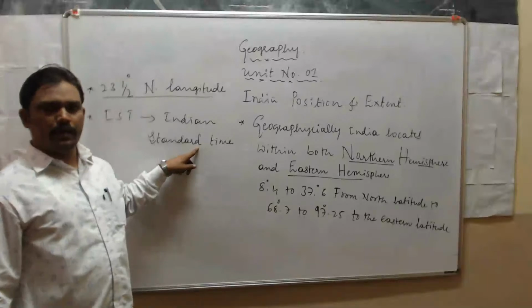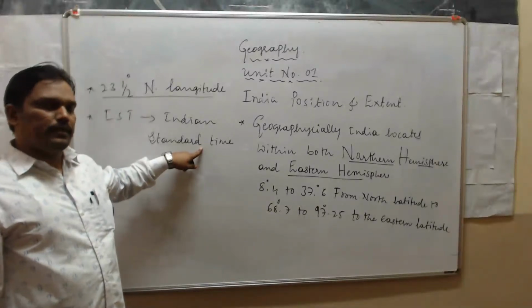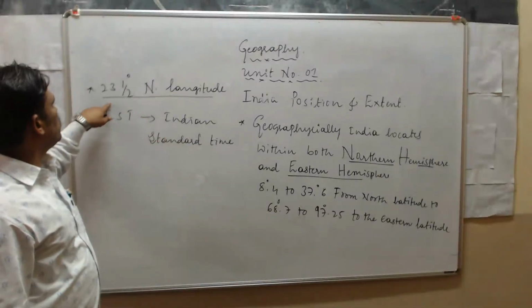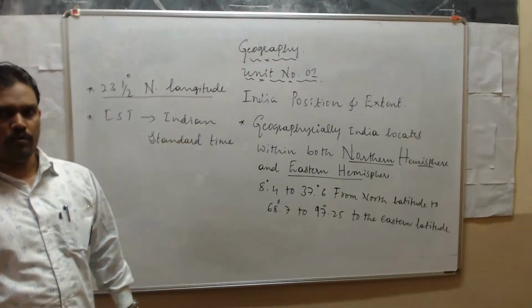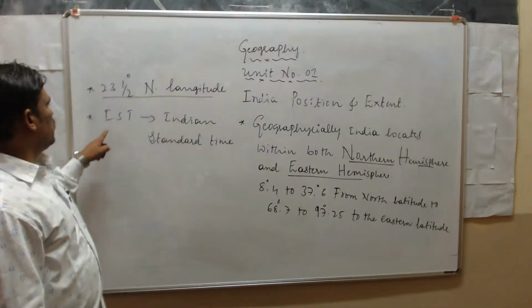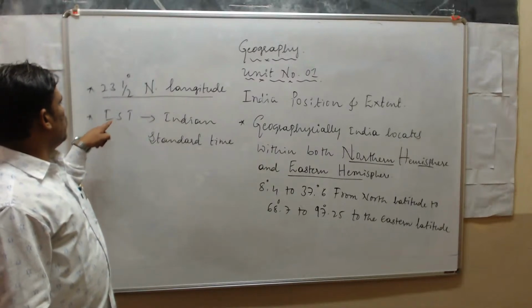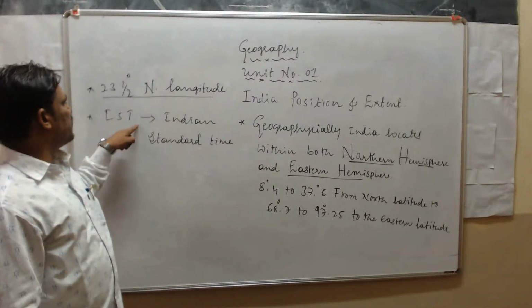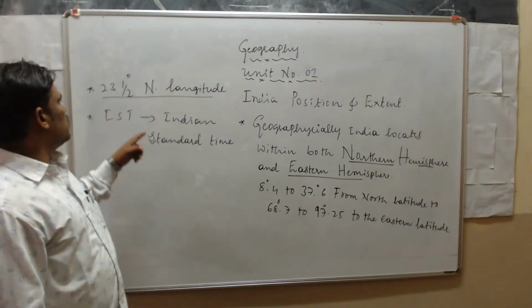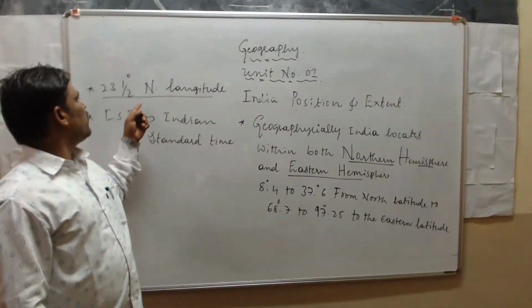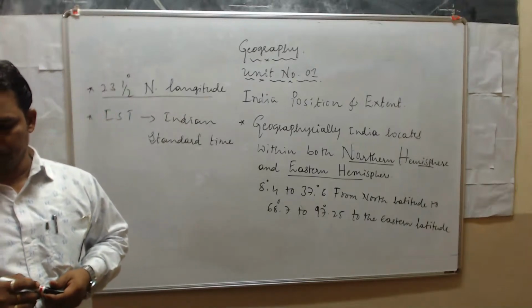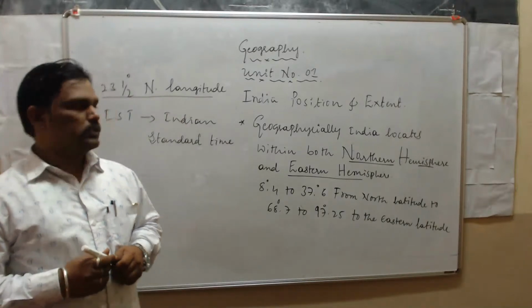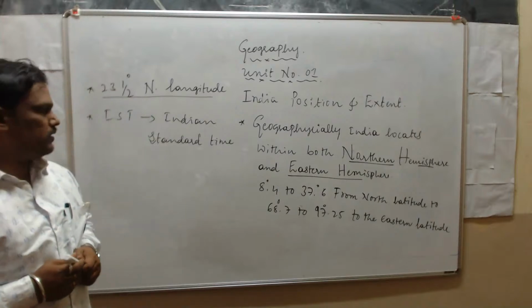Indian Standard Time is depending on this 23.5 degree northern latitude. IST stands for Indian Standard Time, which is depending on this 23.5 degree northern latitude. Next, about its extent.